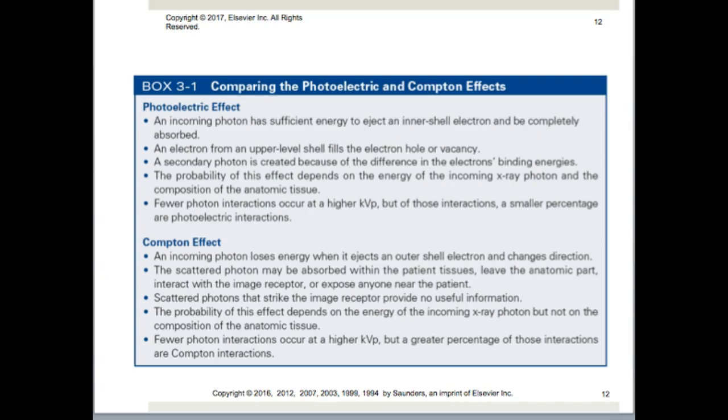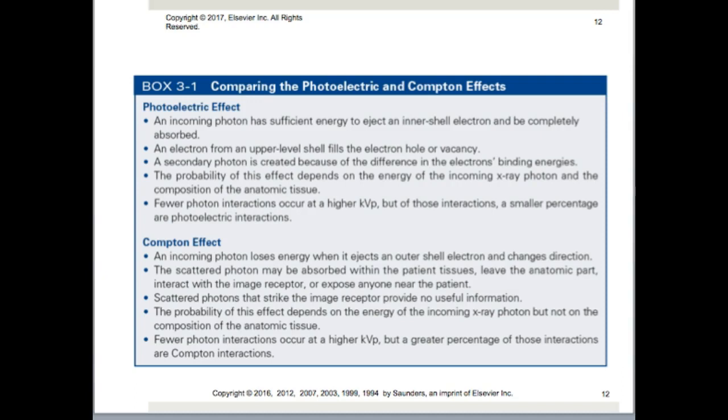The probability of this effect depends on the energy of the incoming photon, but not on the composition of the body tissue or anatomical tissue. So fewer photon interactions occur at higher kVp, but a greater percentage of those interactions are Compton. Now, the reason there are fewer interactions at higher kVp is that the energy of the beam is so high that there are no interactions at all. It just goes straight through the body.